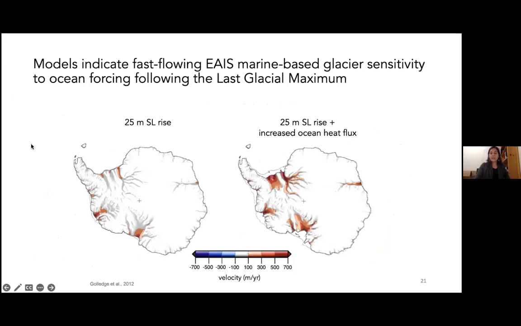Models indicate that fast-flowing East Antarctic ice sheet marine-based glaciers are sensitive both to sea level rise as well as to ocean heat flux. And so what we're going to focus on is the Lambert Glacier system, which is a fast-flowing glacier system. We know that from modern dynamics, and we know that from bathymetry seaward of this major outlet glacier system.